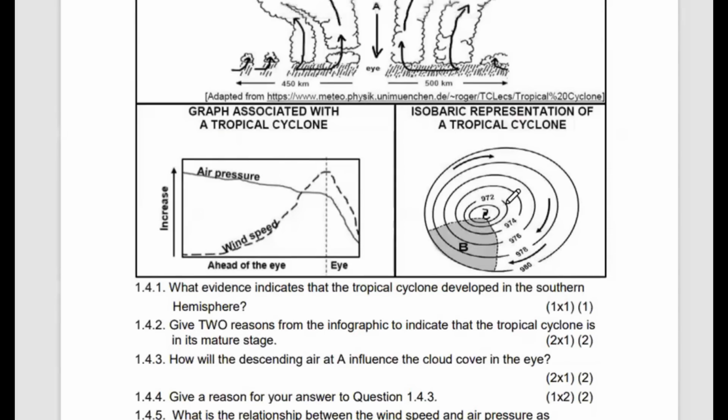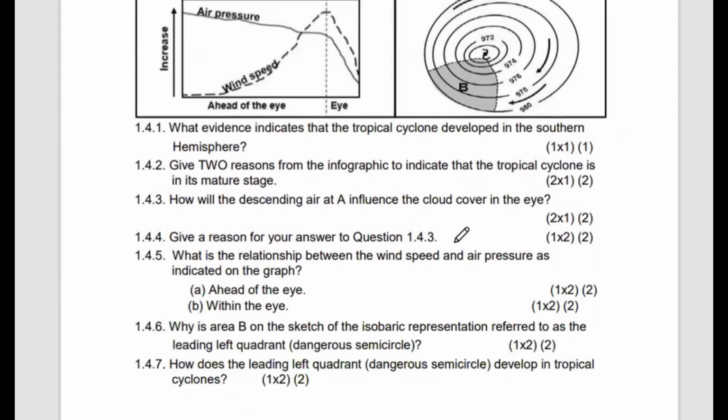Then we also have an isobaric representation of the tropical cyclone. We are seeing the isobars indicating pressure, and pressure is lower at the center of the system and higher outside of the system. And we also see this is our active quadrant of the weather system, indicated by B. Right, let's try to figure out the responses to the given questions.